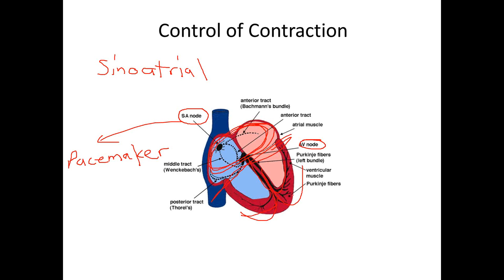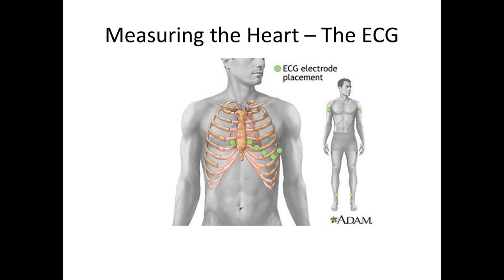Now, the beauty of having this electrical conduction system is that the electrical impulse diffuses through the body's tissues, because the body is made of water. So the body conducts electricity, and we can actually attach measuring devices in different parts of the body and measure this electrical activity. We call that the electrocardiogram, or ECG.